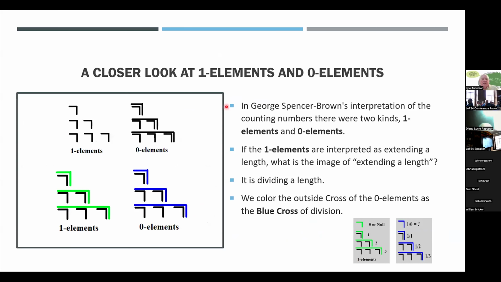So then we go back to look at the 0 and the 1 and the 0 elements again, and we ask the question, what is the image of one elements if the one elements represent extending in length? And the answer, one of the answers, is that that means dividing the length. So we change the color of the zero elements, the black, over to blue, and we'll use blue to indicate division. So that's one over.